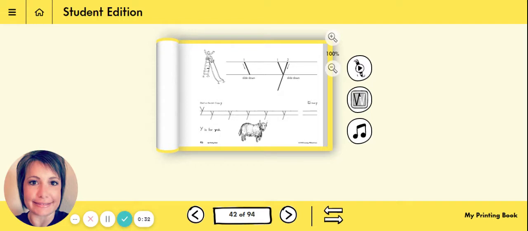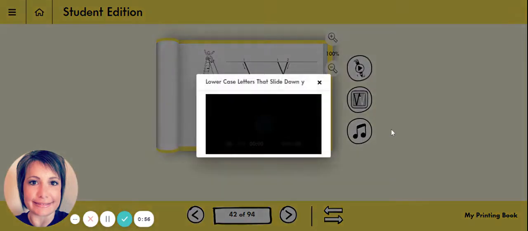So today for handwriting, you are going to practice writing your lowercase y, and then you can take out your crayons and color this animal, and this is called a yak. Before you get started, let's go ahead and watch a video that talks about how the letter y is a letter that slides down.